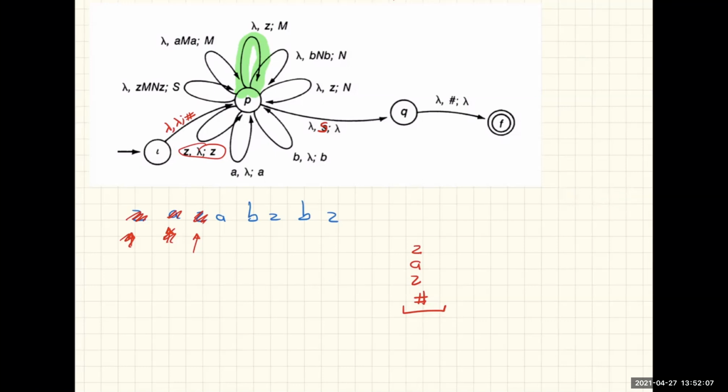We won't do it because it would take us a lot of time, but I want you to be conscious of this. So we follow this green arc, meaning that I pop out the Z and push an M. Pop out the Z and push an M. And now I can keep reading symbols from the input. We take this A here. And now we have this nice AMA that can be popped out in order to push in an M.